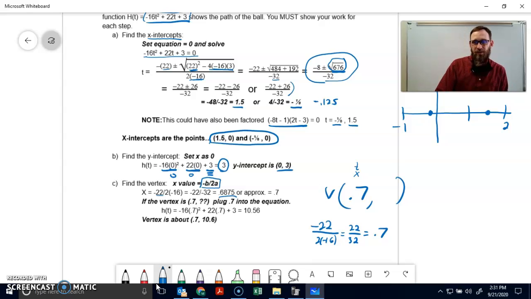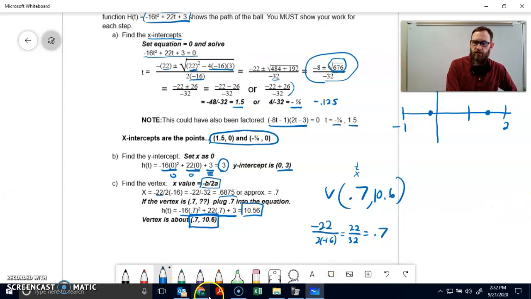So I know where it falls as far as the x value of the vertex, but I don't know how high it goes. I don't know that y value yet. So I'm just going to plug it in. I'm going to take my equation from the original problem, and I'm just going to put 0.7 in for x, or for t, and I just evaluate. You could also do this on the table app, type in 0.7, and see what it gives you. So we're going to round that also, 10.6. So my vertex is at 0.7, comma 10.6.